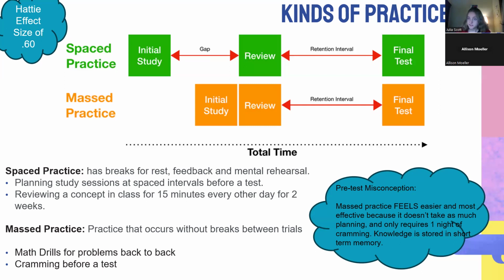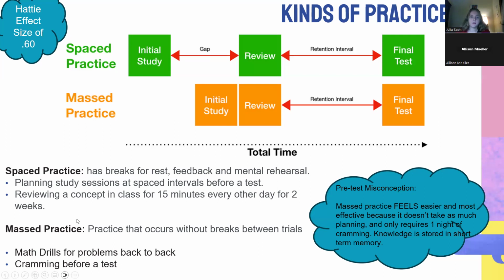Now, spaced practice is when you have an initial study, introducing the content to the student for the first time, and then you have a pause or an interval before you review the content again. I'm going to talk about how those two practices yield different results.